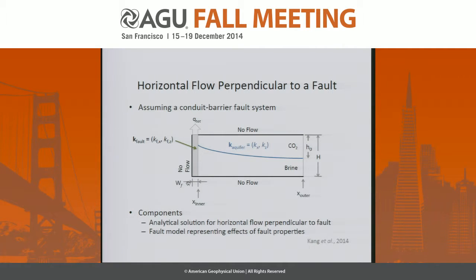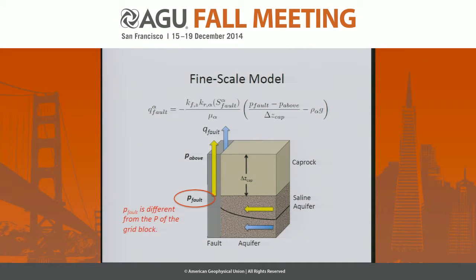Another important thing is the width of the fault and boundary conditions here, thickness of the CO2. So the basic components of this model is an analytical solution for horizontal flow perpendicular to the fault, and a fault model representing effects of the fault properties. And you can find more information in this paper. So back to the fine scale model.